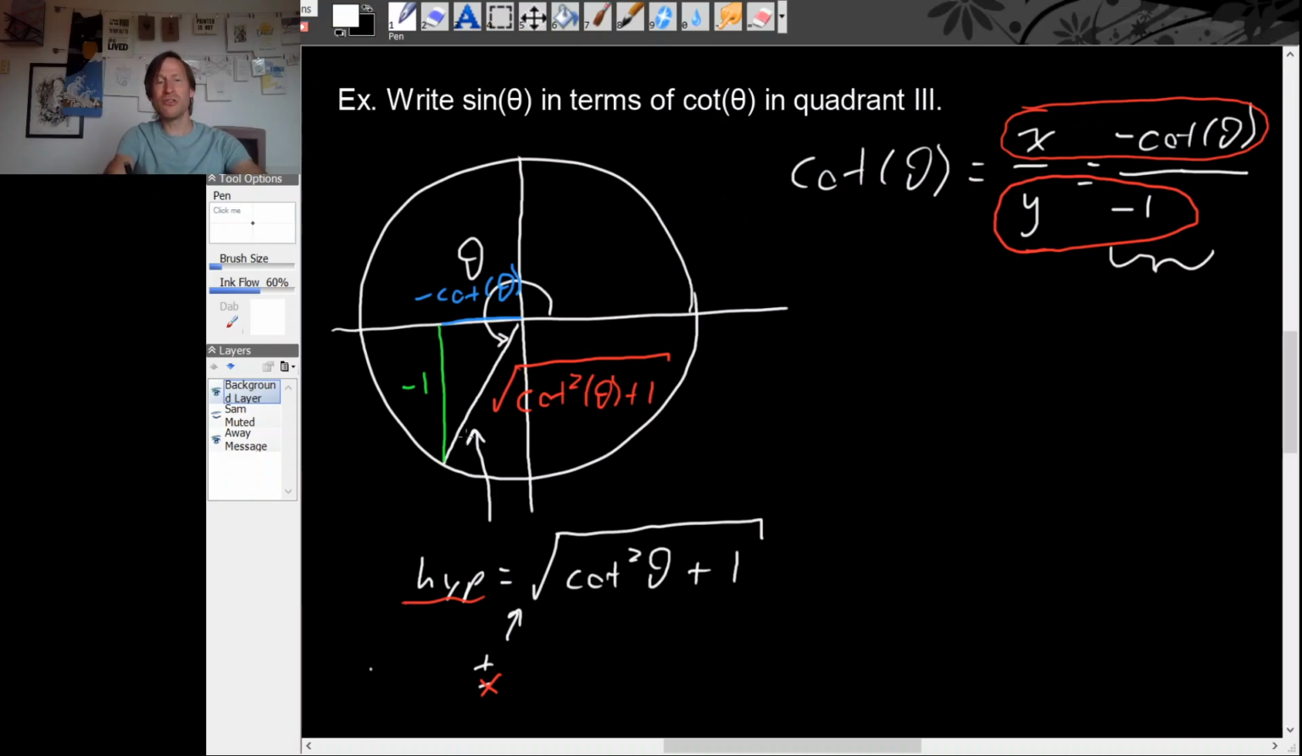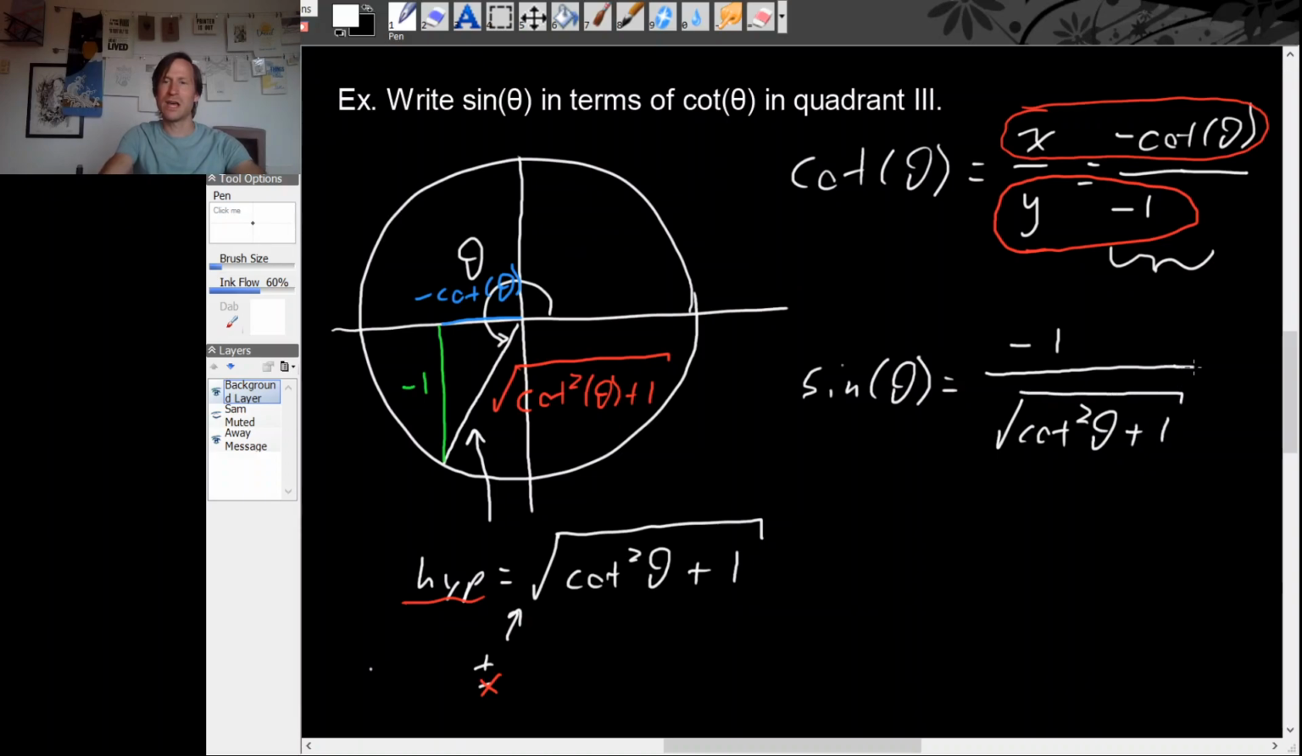And now that we know all sides of this right triangle, we can write down any trig function we want. In particular, we can write down sine theta. So sine is the y-coordinate divided by the hypotenuse. So the y-coordinate is minus 1, and the hypotenuse is the square root of cotangent squared theta plus 1.